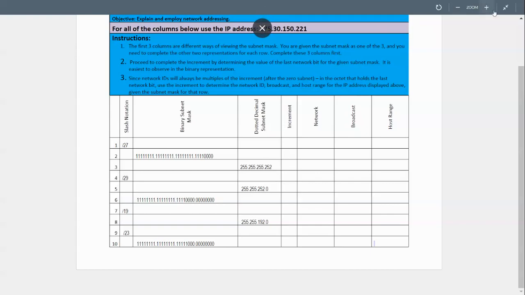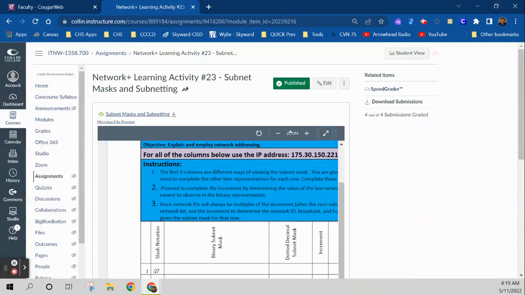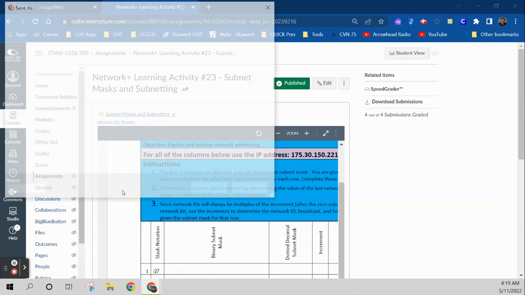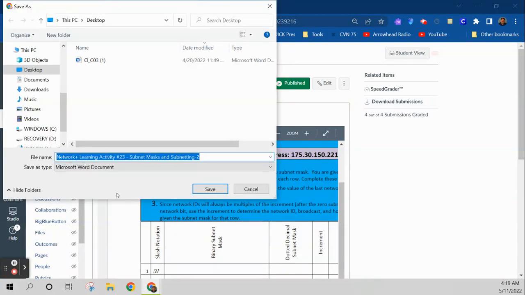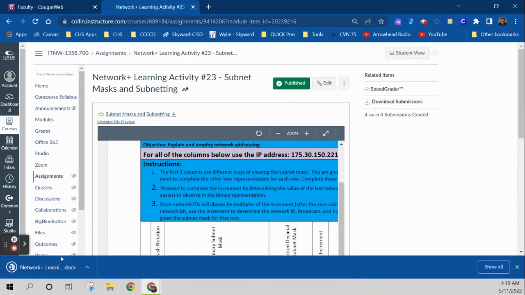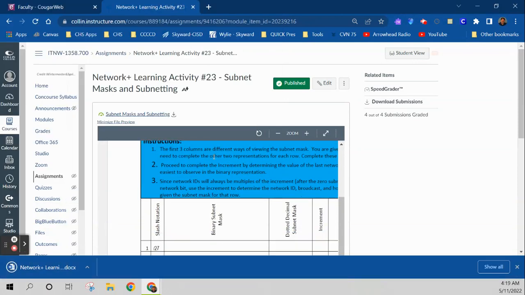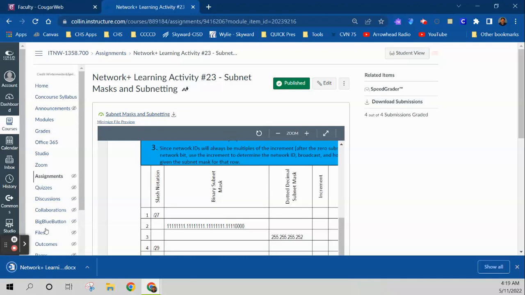Let's go ahead and take a look. I guess what we need to do first of all is download the document. It's a Word document. I might have to pause the video a couple times because I know how my computer runs. So I'm going to put it on my desktop and let it download. Then I'm going to wait until it's finished and open it up.